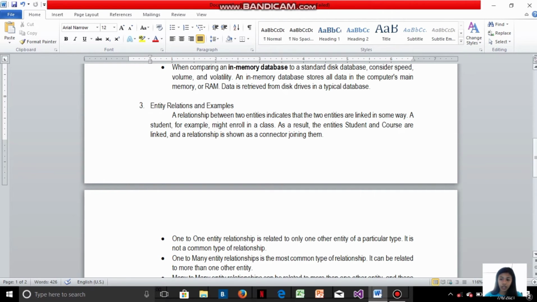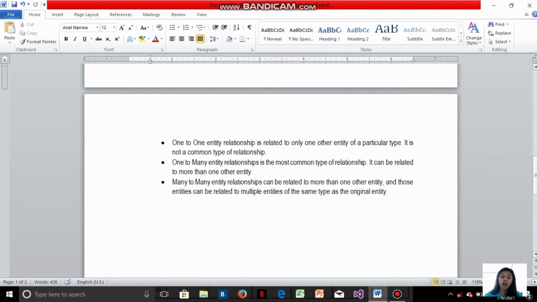a connector joining them. So the first one is the one-to-one entity, an example is student to student, student to parent, or parent to child. So it is related to only one other entity of a particular type. It is not a common type of relationship.